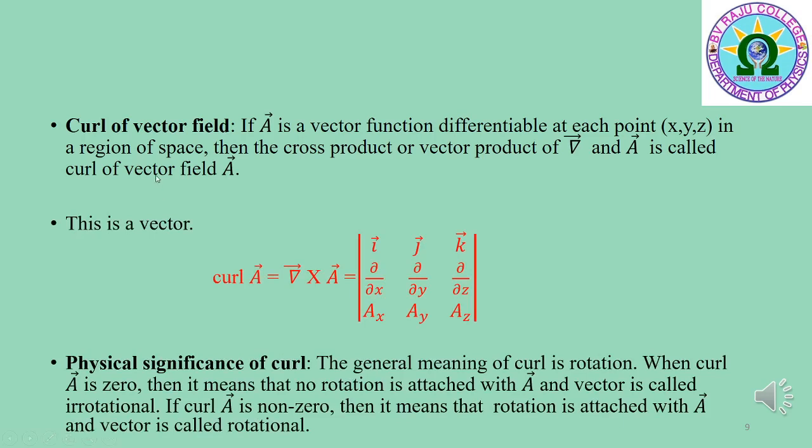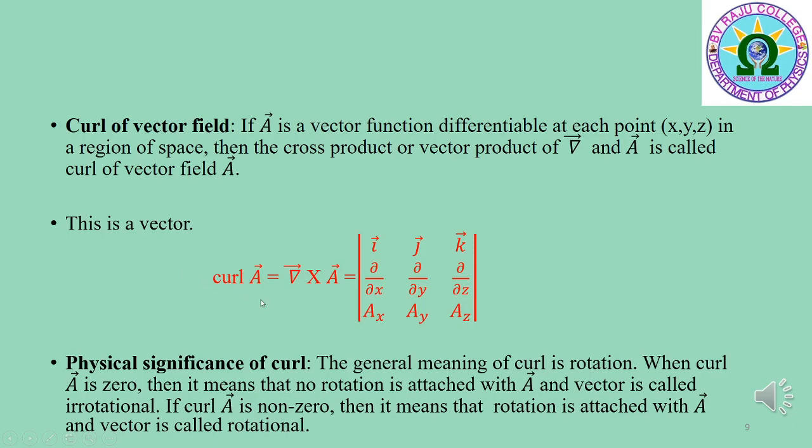We can convert a vector field into another vector field by using the mathematical operation of curl. Curl of vector field. If A bar is a vector function differentiable at each point x, y, z in a region of space, then the cross product or vector product of operator del bar and vector field A bar is called curl of the vector field. Curl of a vector field is a vector quantity.